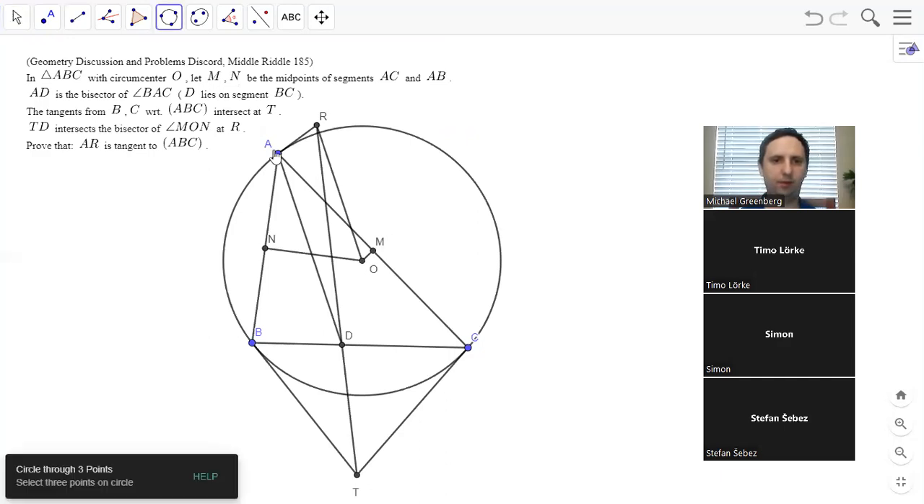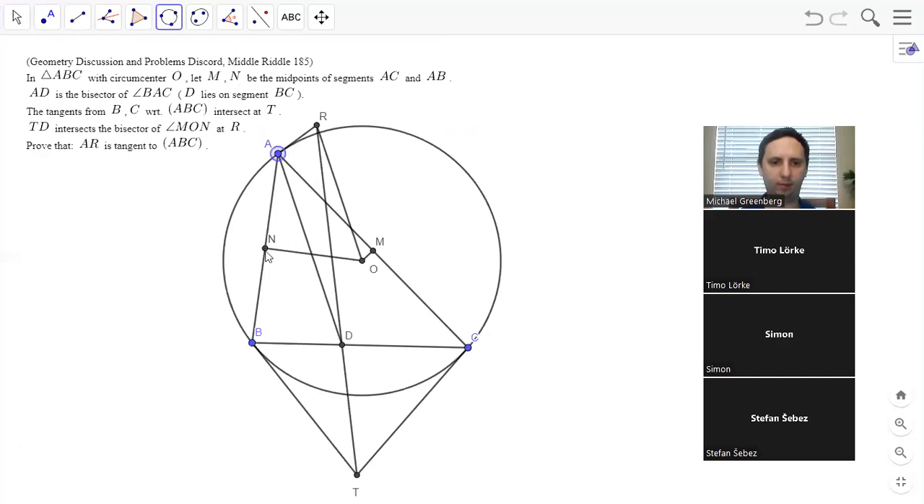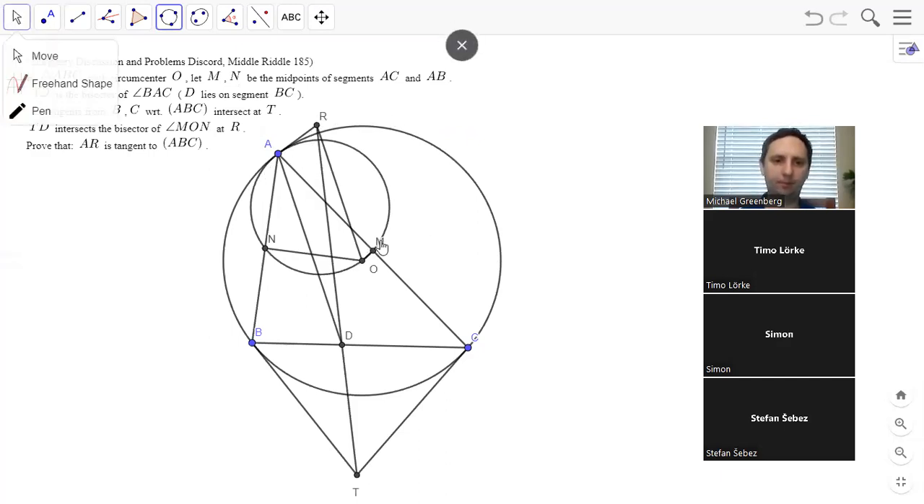So obviously this is cyclic. I don't know if that really helps. And MN is parallel to BC. And this is also tangent to the circle, right? So we could also just show that AR is tangent to this circle. I don't know if that's any easier or not.